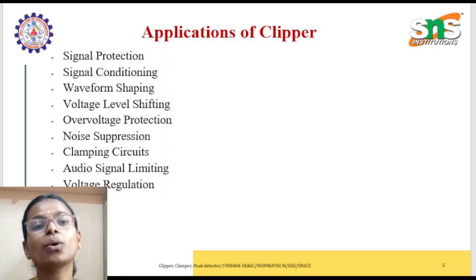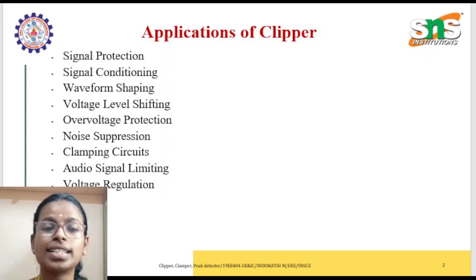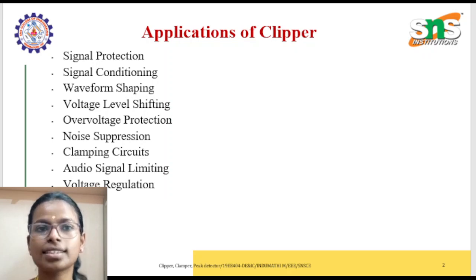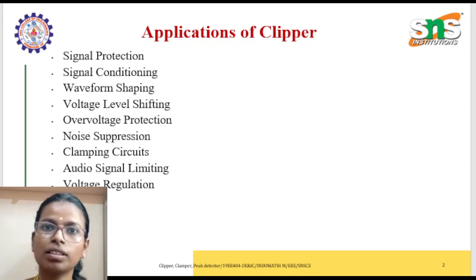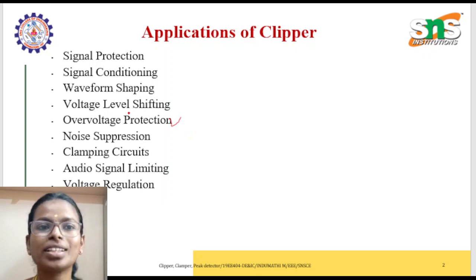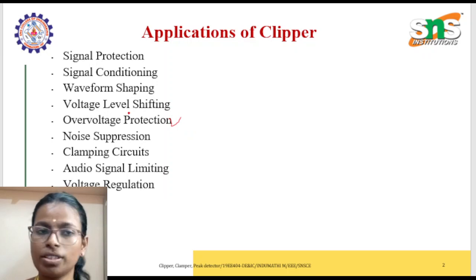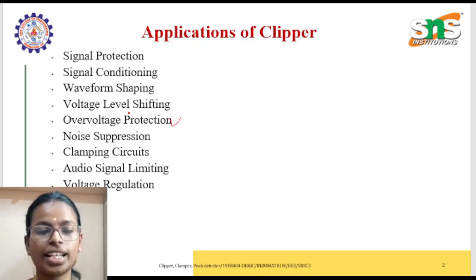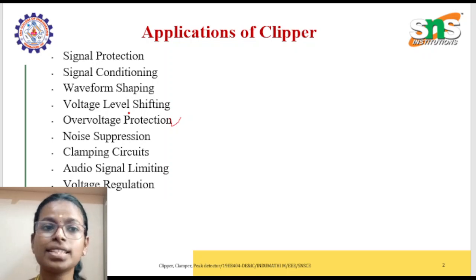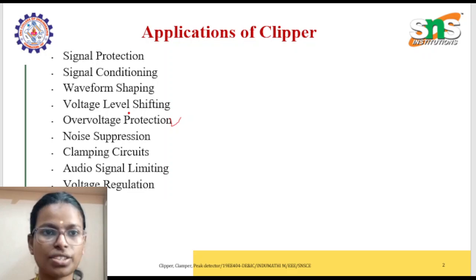We can also shift the voltage level, and in electrical protection also, clipper is used for over voltage protection. When there is over voltage, we can cut the supply, right? So it is also used. Next one is noise suppression. We can suppress the noise when it goes beyond the limit or beyond the voltage. Next one is clamping signals, audio signal limiting, voltage regulations. These are the applications of clipper.